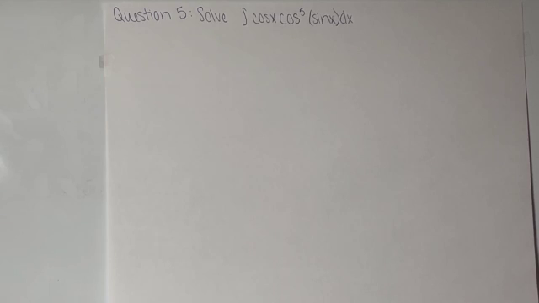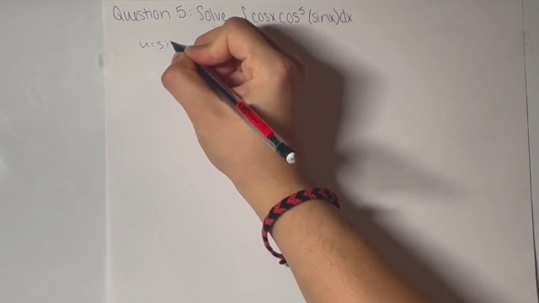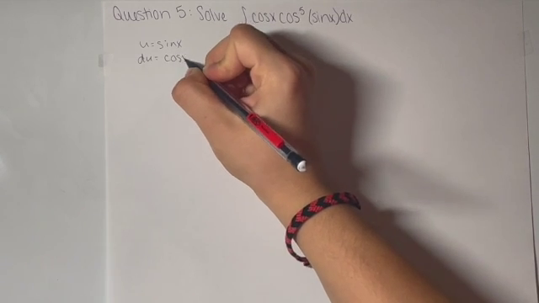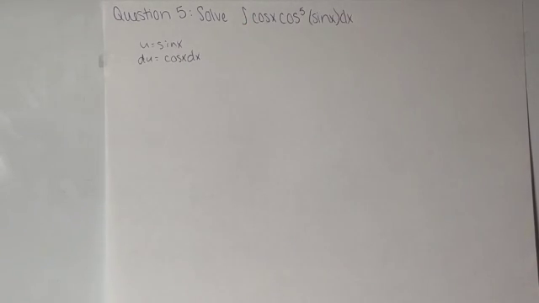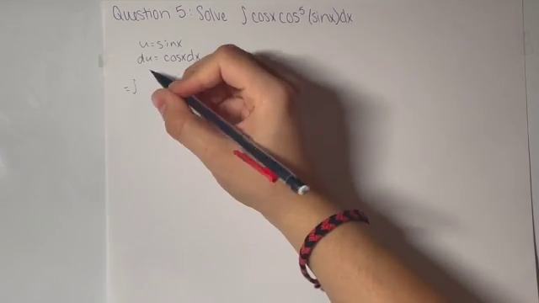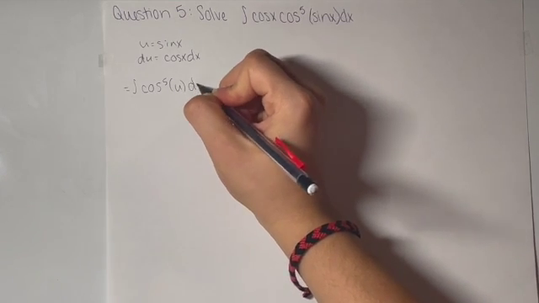For question 5, we have to solve the integral of cosine to the 5th of sine x dx. With this problem, we can use u substitution. We can claim that u is equal to sine x, giving us du is equal to cosine x dx. Now we just substitute in for the integral. We get the integral of cosine to the 5th u du.